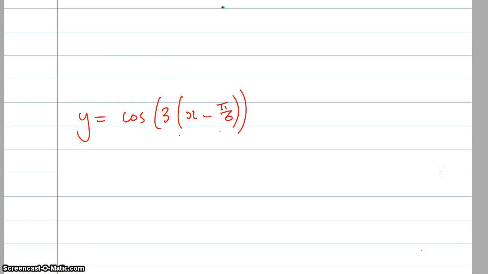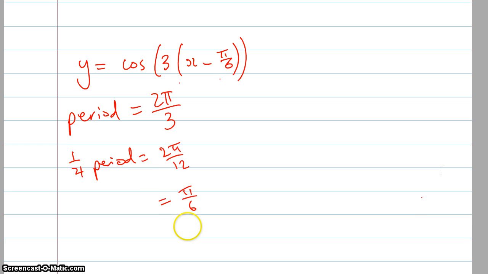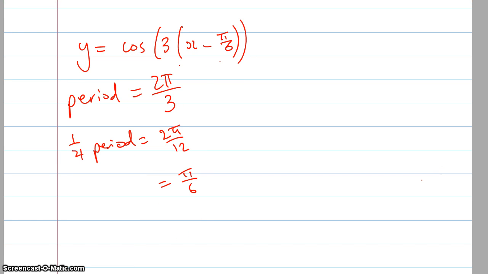I'm going to first find out what the period is of this graph. So the period is 2 pi on b, which is 2 pi on 3. So if I'm going to move it a quarter of the period to the left, then I need to know what a quarter of a period is. So a quarter of the period is 2 pi on 12, which is pi on 6. And I'm going to move that pi on 6 to the left.